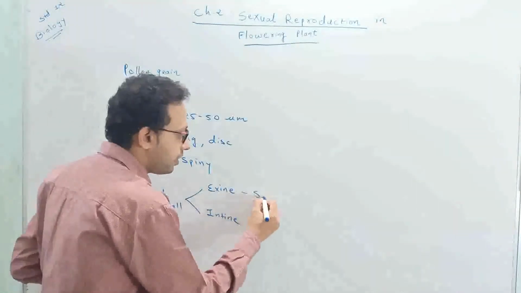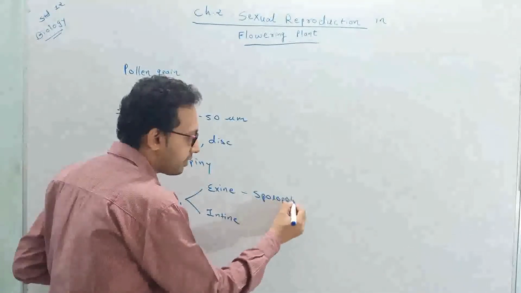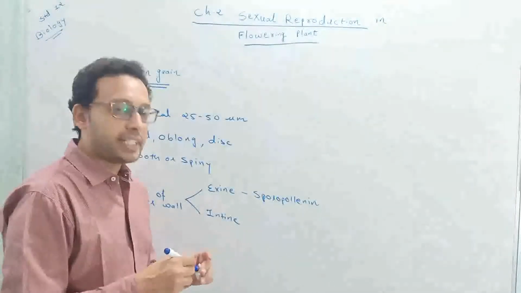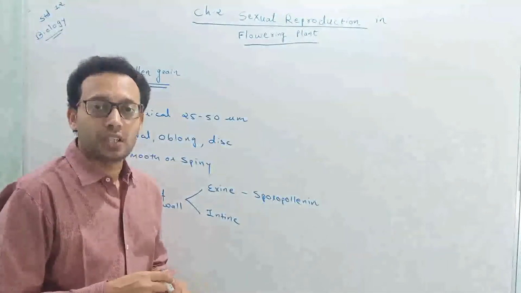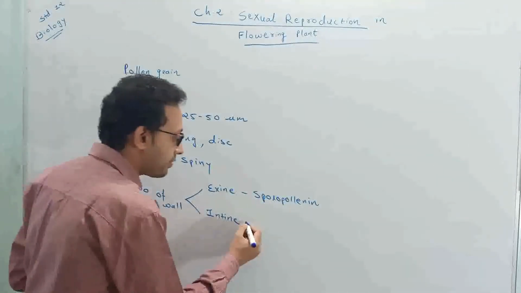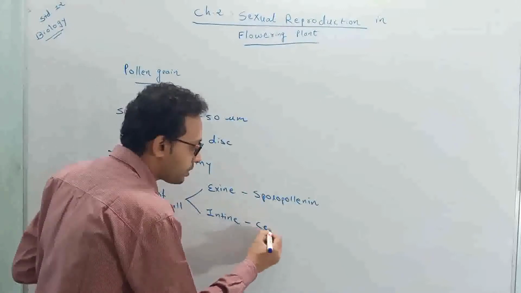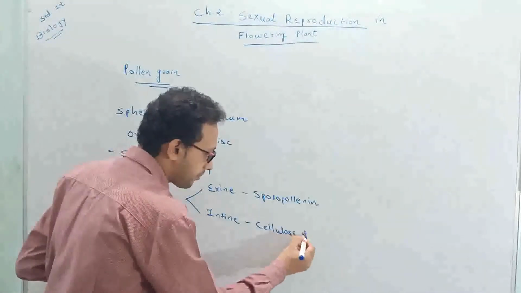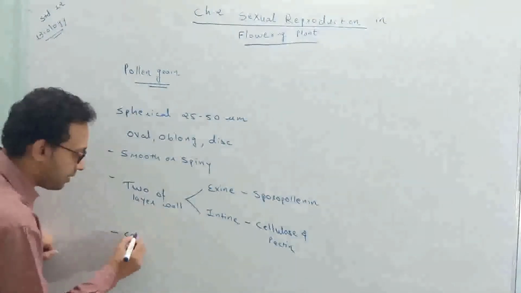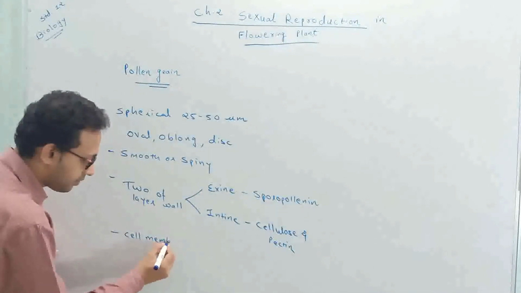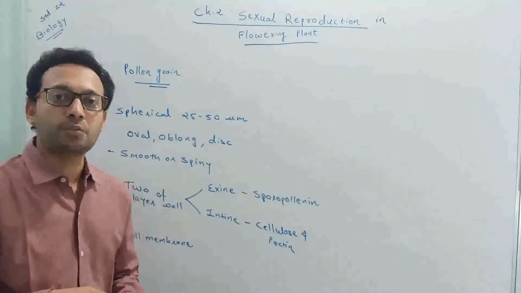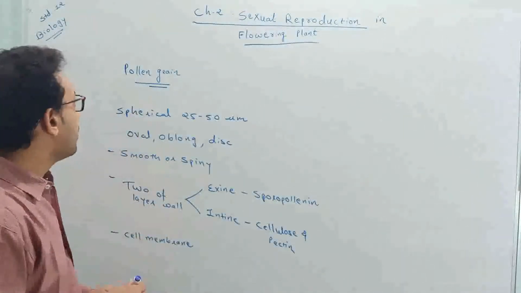Exine is made up of an organic material called sporopollenin. This is the most resistant material known to date. It is resistant to organic acids, strong acids, strong bases, and higher temperatures. The intine, the inner layer of the cell wall, is made up of cellulose and pectin. Inside the wall there is a cell membrane, and this cell membrane surrounds the cytoplasm. So this is the structure of a pollen grain.